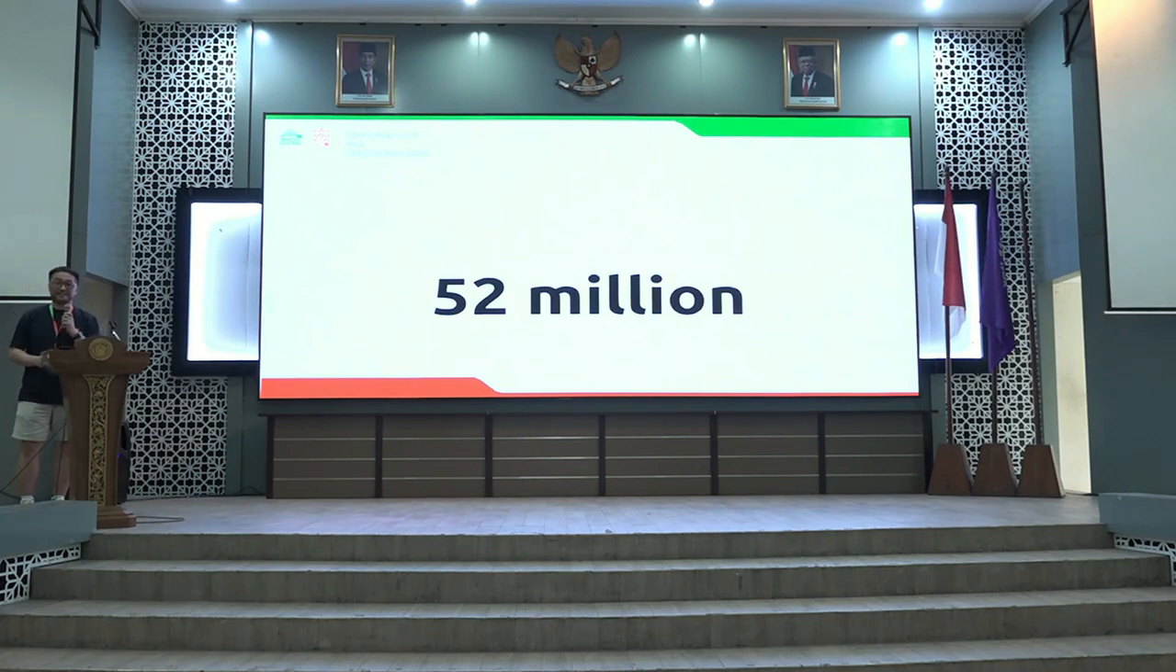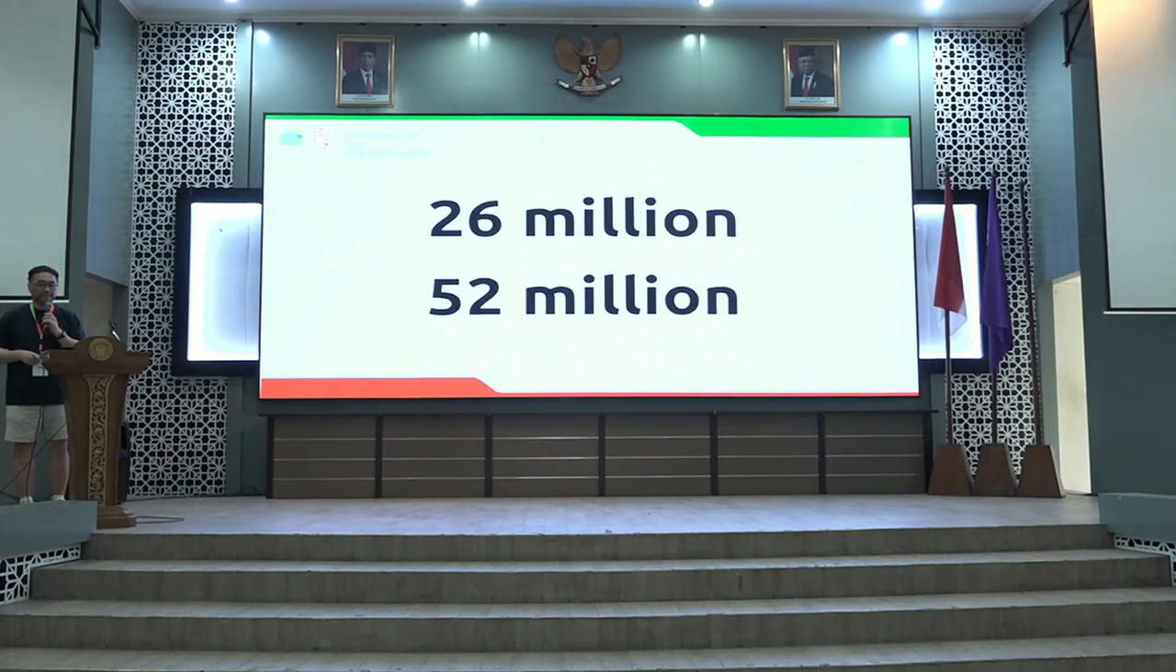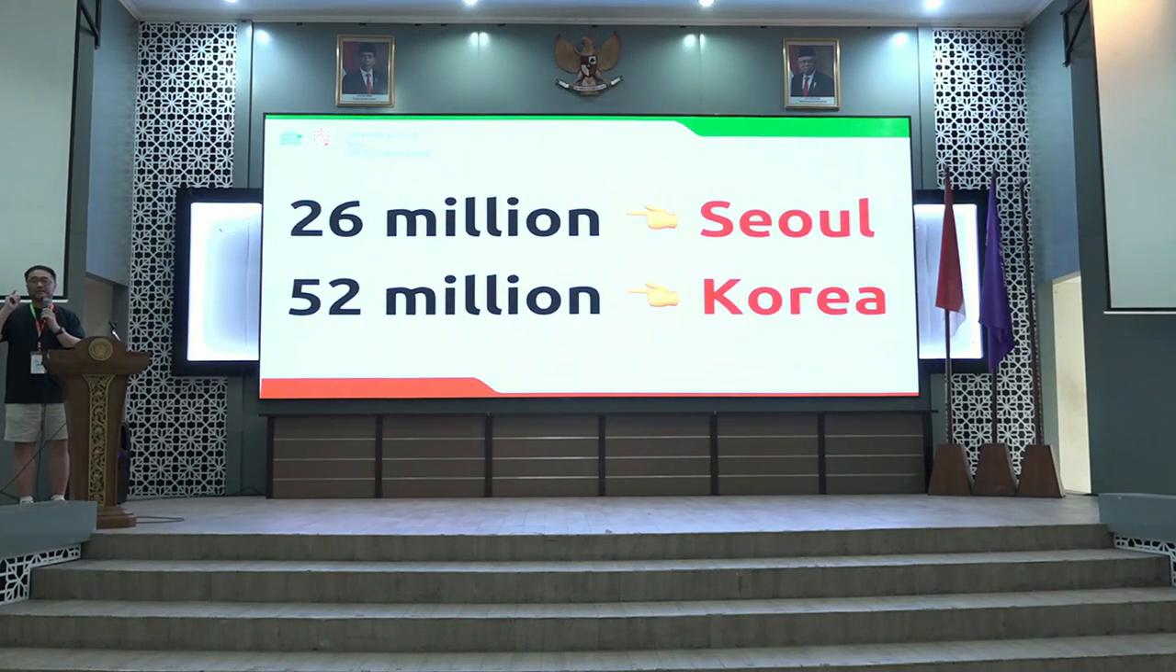Let's begin with this number. Can anyone guess what this number is about? It's 52 million. I will put an additional number of 26 million, which is half of the 52. That's correct. That's the population of Seoul and South Korea. So why does this number matter?